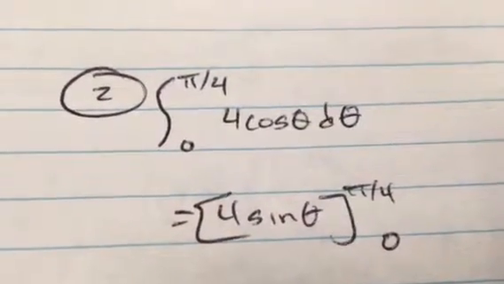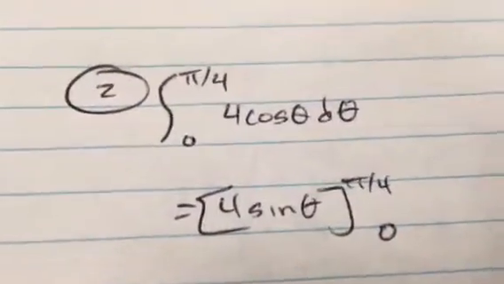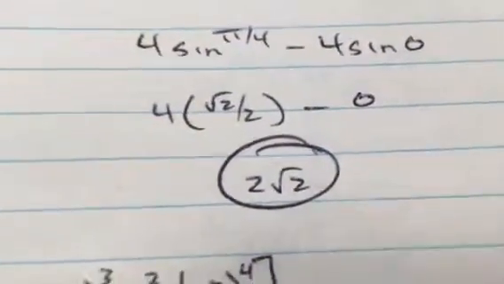So everybody, let's try this one. 4 cosine theta d theta. The antiderivative of that would be 4 sine theta. Then you need to evaluate it at pi fourths and 0, as we did. 2 root 2 is our answer there.